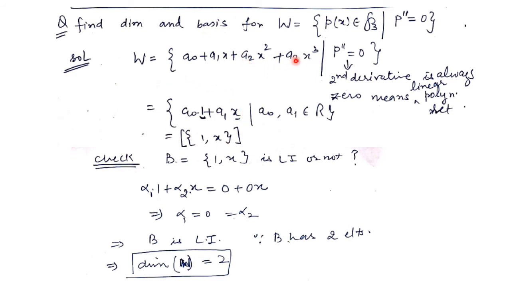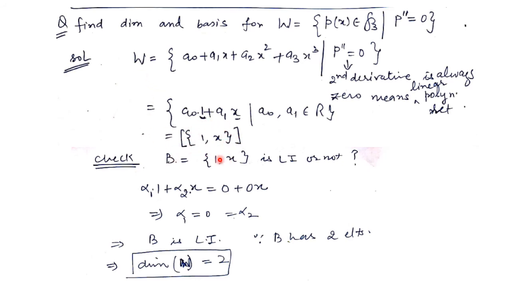Now why will a2 and a3 be 0? Because the condition is that p double prime, the second derivative, is 0 for all x. It means a2 should be 0, a3 should be 0. So under this condition, our scalars are reduced. Initially we have 4 scalars, but by putting this condition we get only 2 scalars, a0, a1. So this is a linear combination of 1 and x. It means W is equal to the span of this set.